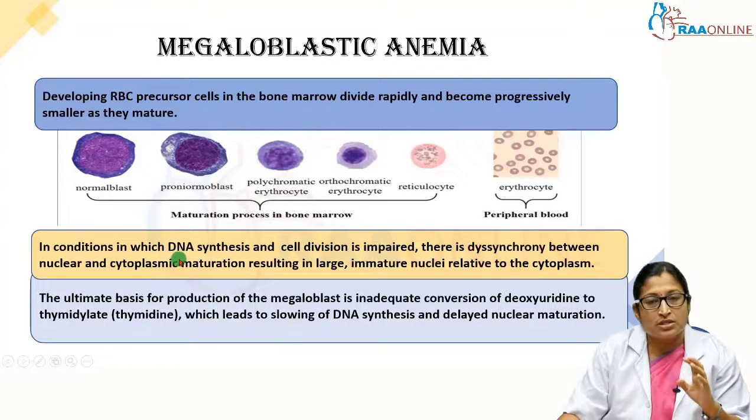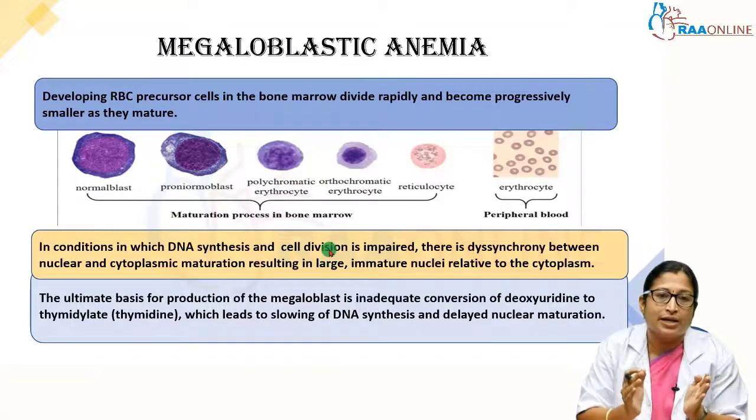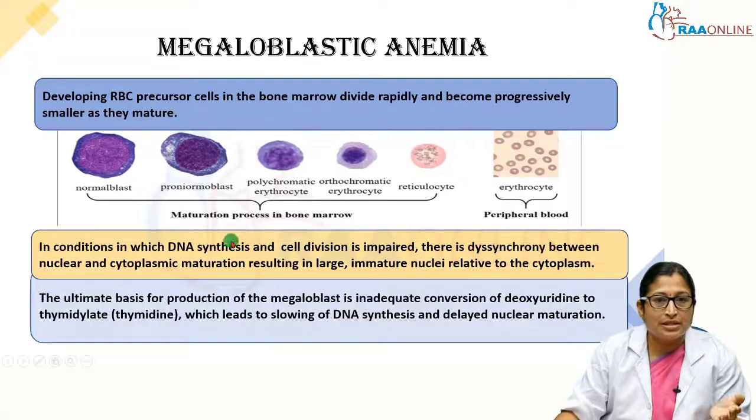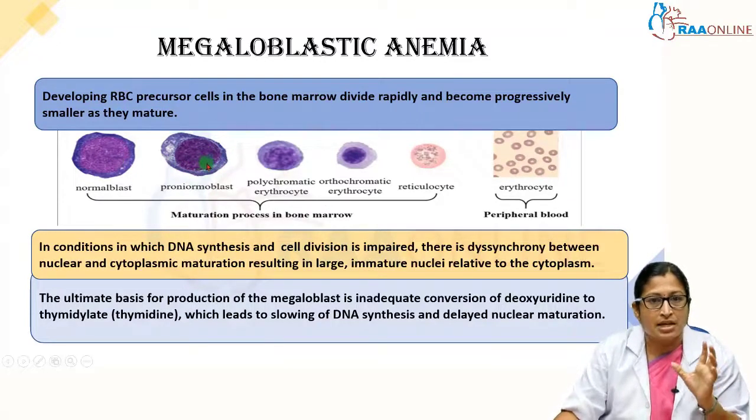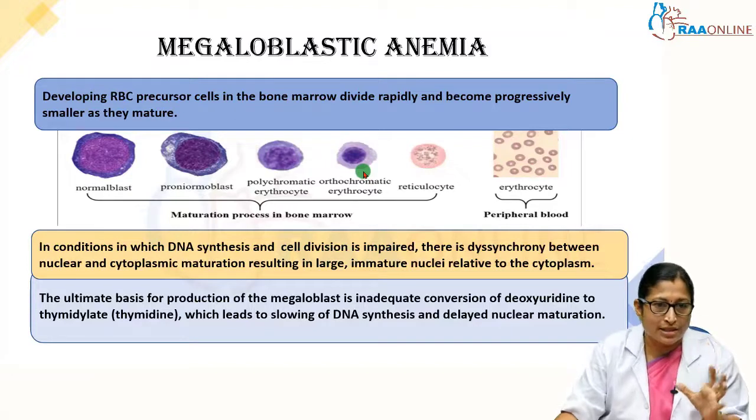In conditions in which DNA synthesis is affected, like in B12 deficiency and folate deficiency, because B12 and folate are essential for DNA synthesis, and the cell division is impaired, you have a dyssynchrony between the nuclear and the cytoplasmic maturation. What happens is the cytoplasm matures, but the nucleus doesn't mature. The nucleus remains large and immature, the nuclear chromatin remains immature. So you have large cells with immature nuclei and relatively abundant cytoplasm, and these cells are called megaloblastic cells.